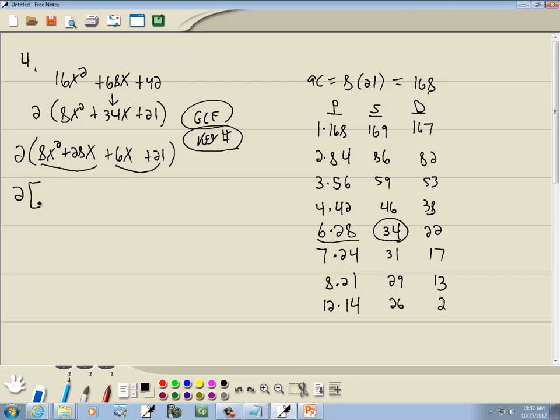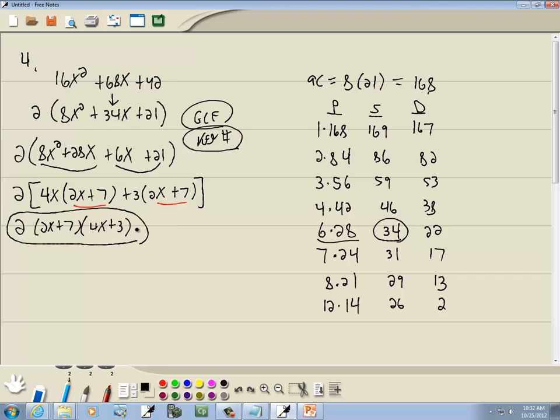Well, then I'll factor by grouping. 2 carries down, it doesn't change. First 2 have a 4 in common and an x. So that gives us 2x plus 7. Second group has a 3 in common, and that gives us 2x plus 7. Now our goal is to get this parentheses the same as that, which it is. So I'll factor out the 2x plus 7. And that leaves us 4x plus 3.